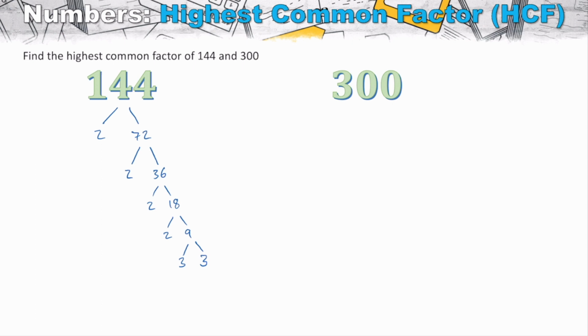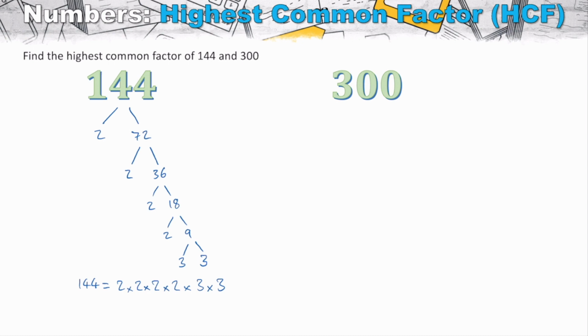So 144, as a list of its primes, will be 2 to the power of 4, or let's just write them all out for now in expanded notation, multiplied by 3 to the power of 2, or just 3 times 3.